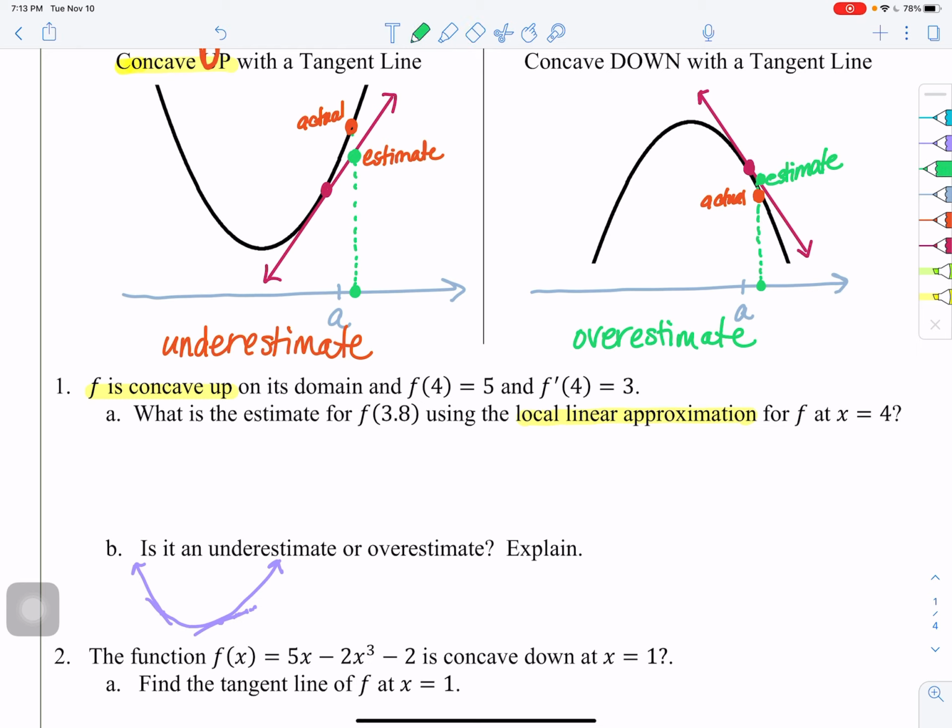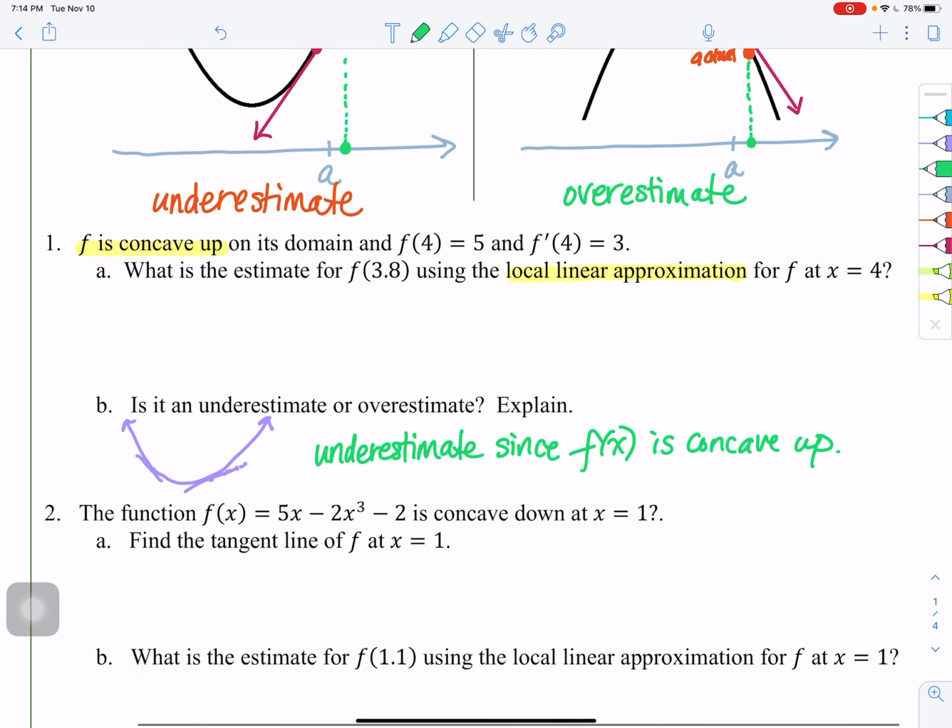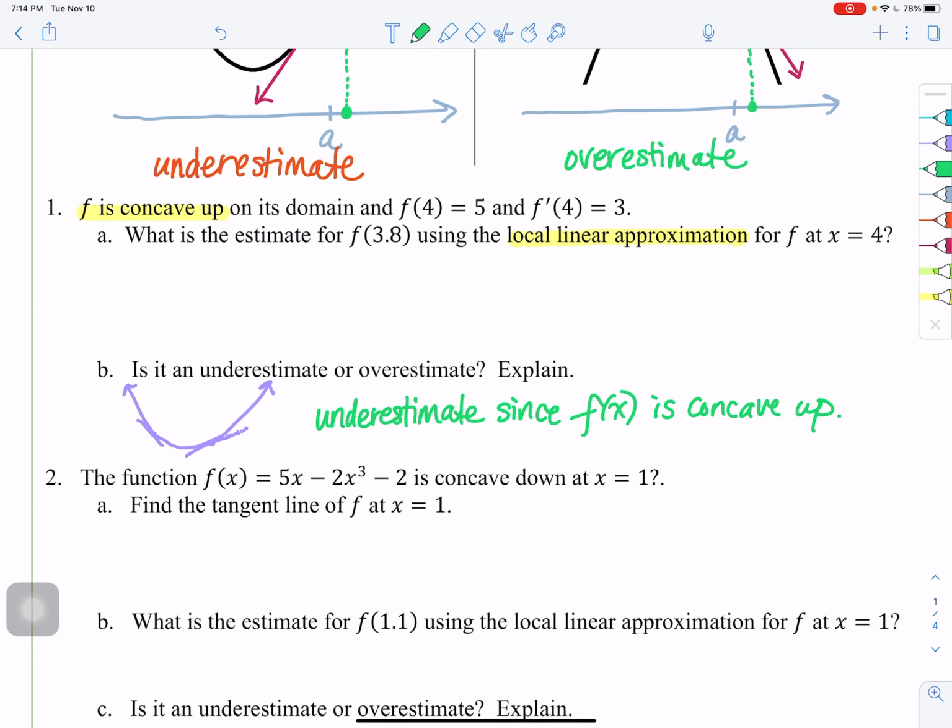So we do need to justify. So you would say underestimate since f of x is concave up. So you will need to justify, okay? Or you could say because. Okay, now let's go to actually writing the estimate. We sure jumped the gun there. We went right to B because we know that it's going to be an underestimate if it's concave up.